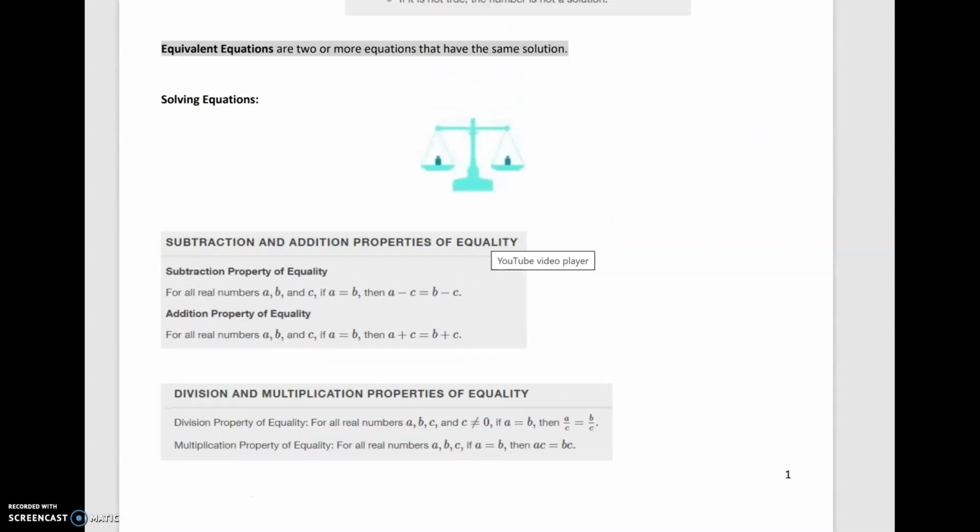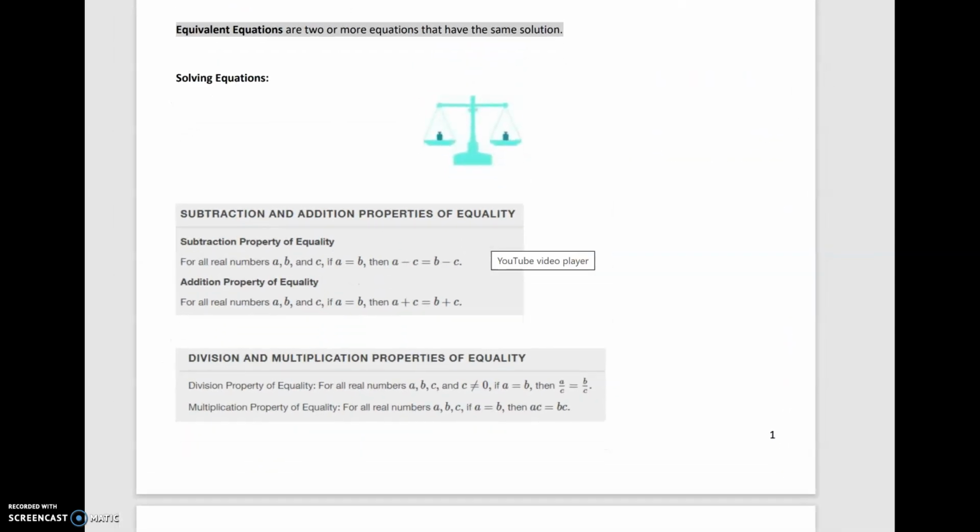Now, when they're asking us to solve, the main idea is to keep the equality statement, which basically gets translated to: whichever operation you do on one side, it has to be done to the other side. So if we're talking about a subtraction, on both sides of the equation you have to subtract the same value. If you're adding, both sides need to be added the same value. If you're multiplying or dividing, then both sides of the equation need to be multiplied or divided by the same quantity. And we're assuming that we're not multiplying or dividing by 0.